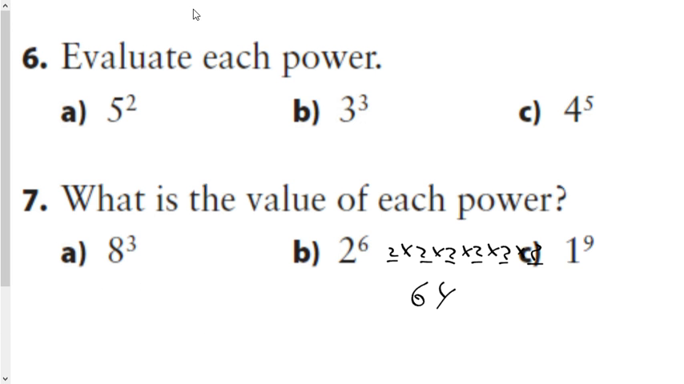And finally, the last one is an interesting one. 1 multiplied by itself any number of times, this time 9 times, will always be 1 in standard form, because regardless of how many times you multiply 1 by itself, you will always have a value of 1.